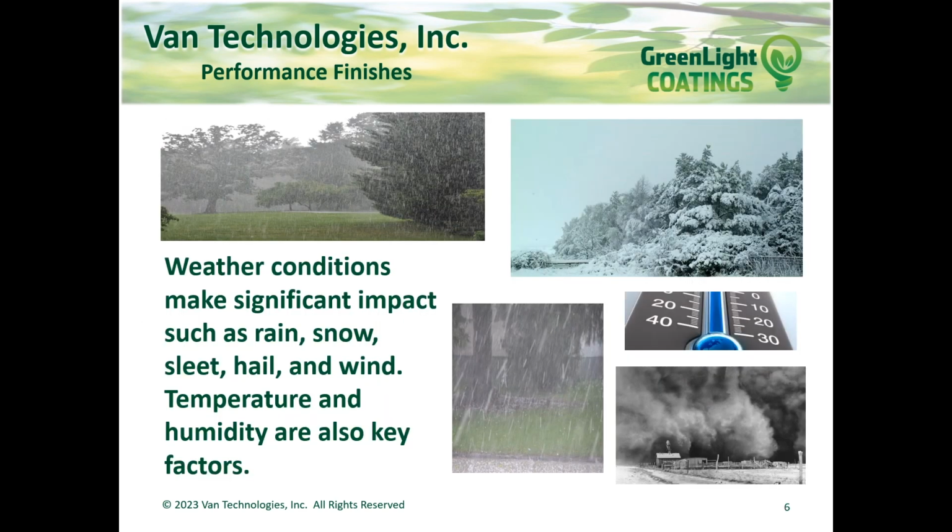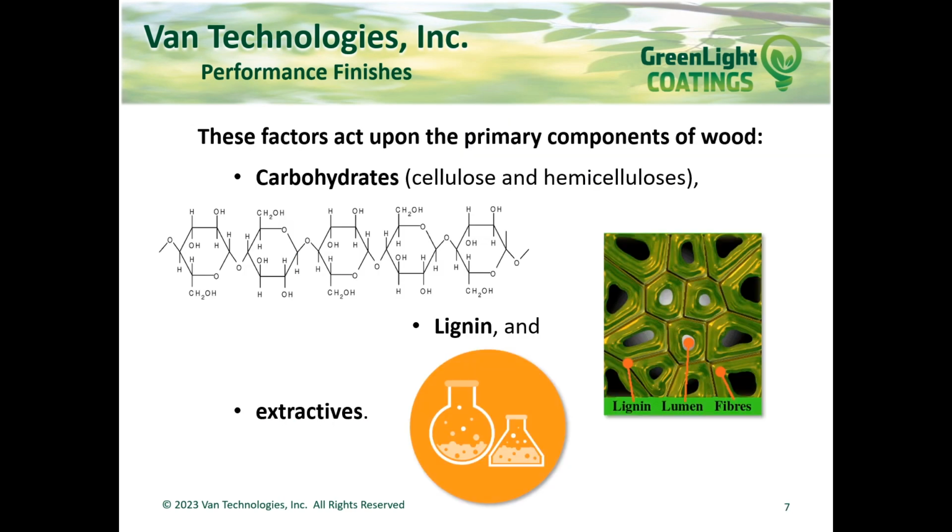Weather conditions make significant impacts such as rain, snow, sleet, hail, and wind. Temperature and humidity are also key factors. These factors act upon the primary components of wood, which include carbohydrates, cellulose and hemicellulose, lignin, and extractives.